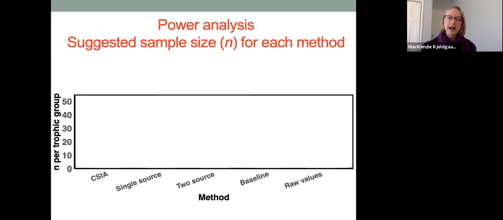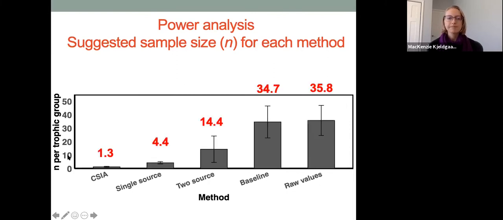So I did a power analysis to determine the suggested sample size for each method. Here, methodology is on the x-axis, suggested sample size on the y. When we fill in the data, we see that compound-specific isotope analysis requires the smallest number of samples to detect significant differences between trophic groups. And then that can range up to about 5 samples on average for the single source formula, going all the way up to 36 samples on average for baseline subtraction or raw values.